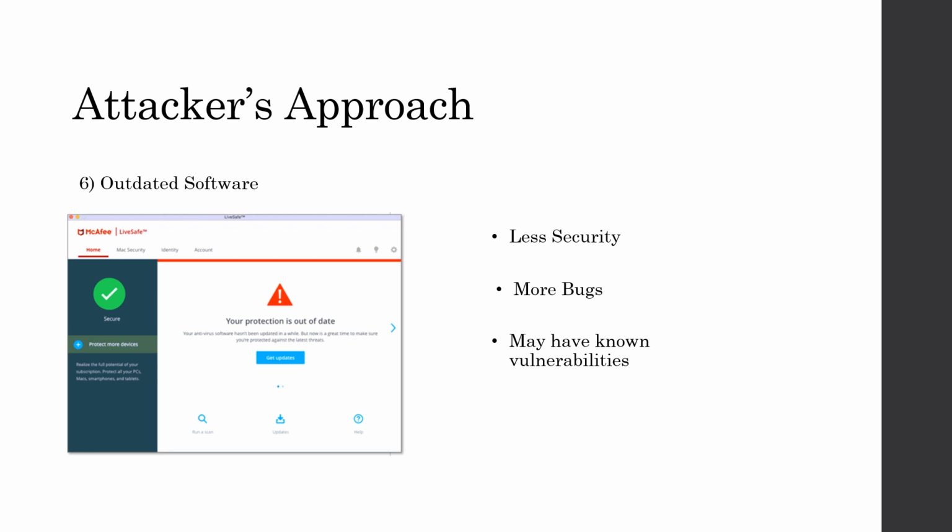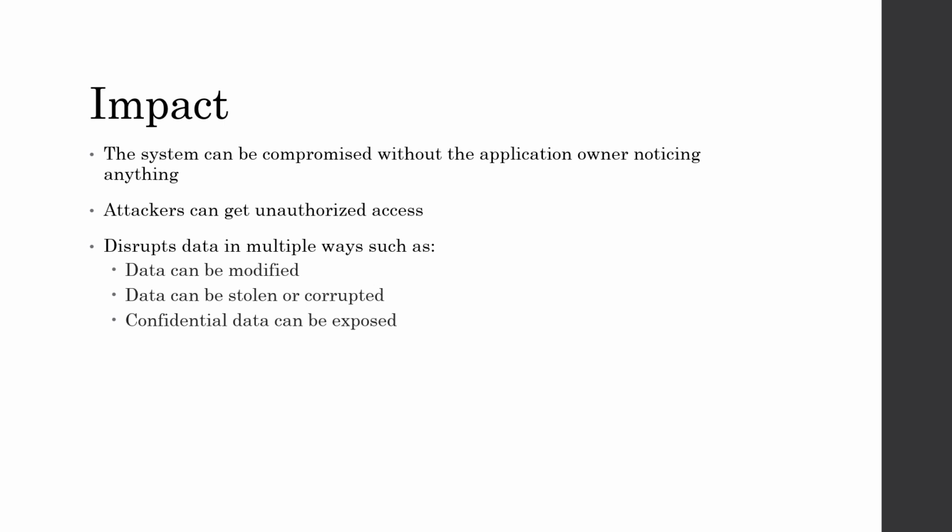Impact. What is the impact of security misconfigurations? The system can be compromised without the application owner noticing anything. Attackers can get unauthorized access, disrupt data in multiple ways, such as data can be modified, data can be stolen, or confidential data can be exposed.